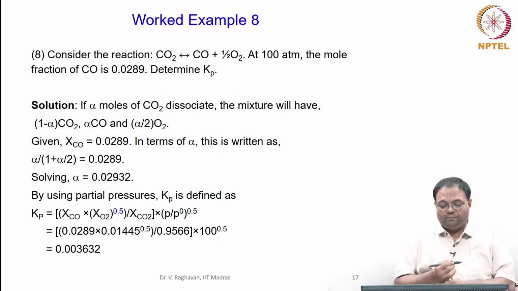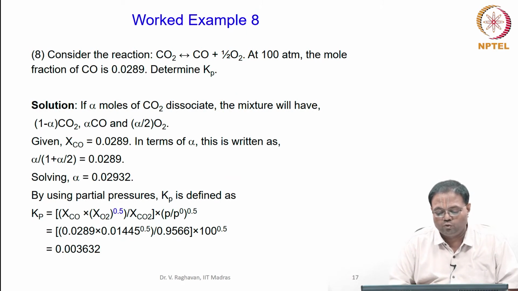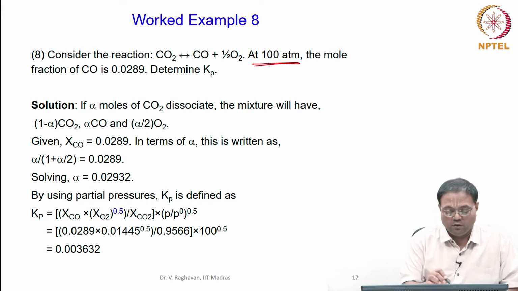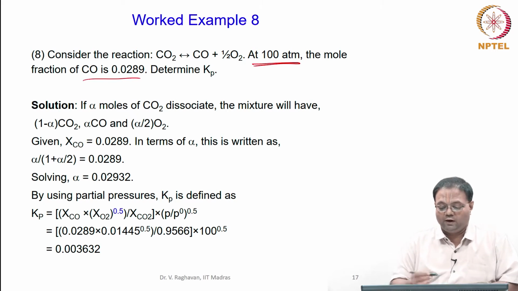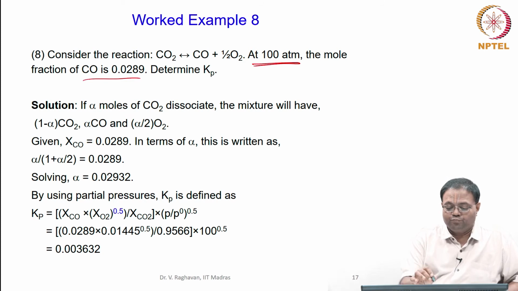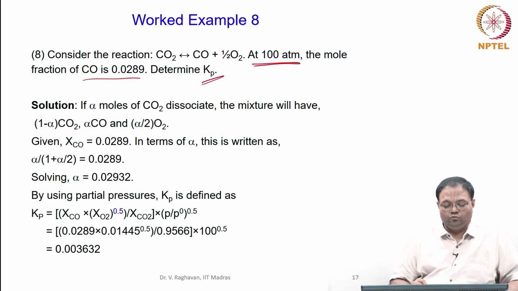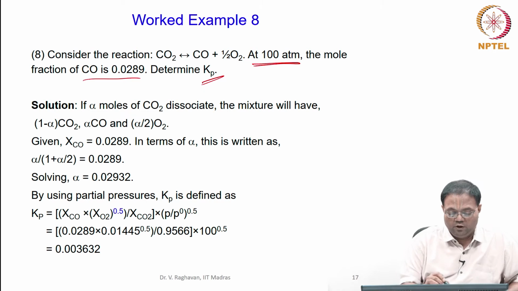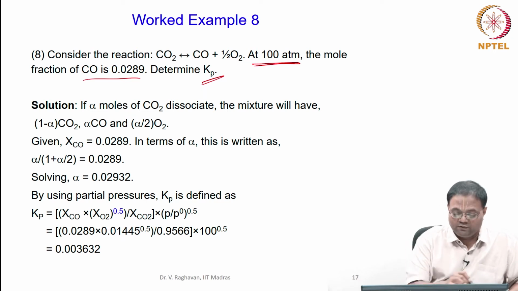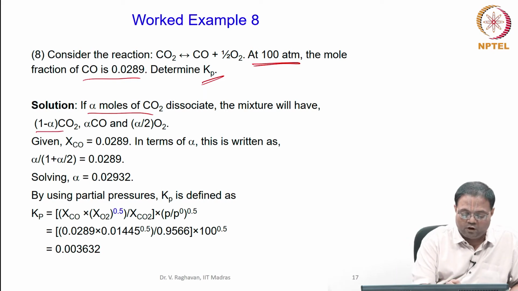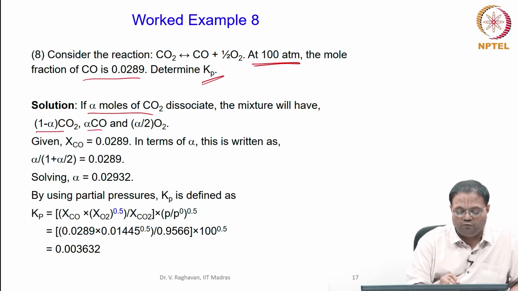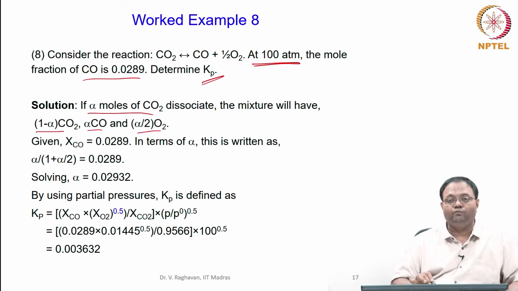Now the next example is, consider the reaction CO2 giving CO plus half O2 at 100 atmosphere. The mole fraction of CO is given as 0.0289 at 100 atmosphere pressure. Okay, what is Kp? So now you have to use the definition of Kp. Again the same thing that we have already seen. Alpha moles of CO2 dissociate, so that the mixture will have 1 minus alpha CO2, alpha moles of CO and alpha by 2 moles of O2.